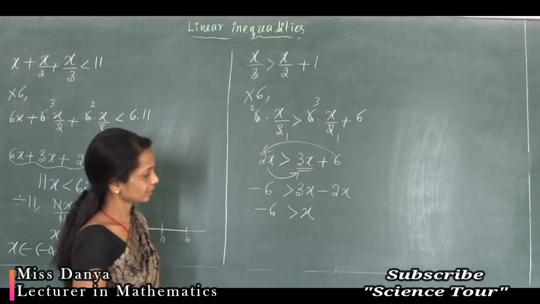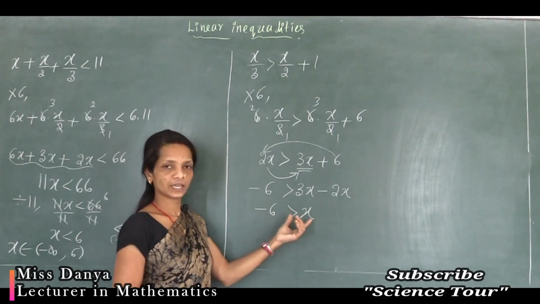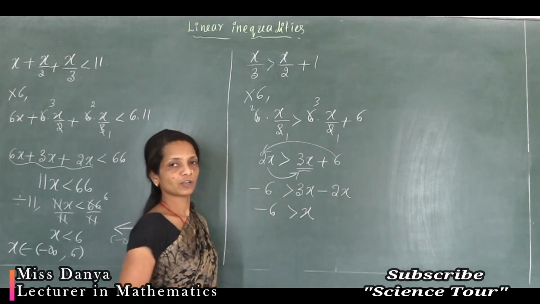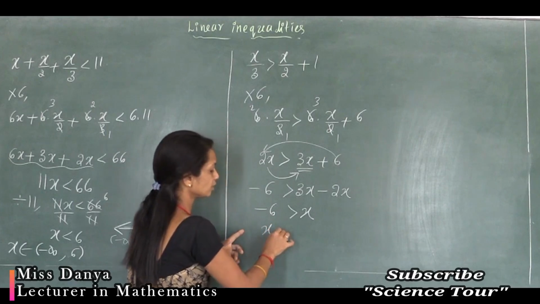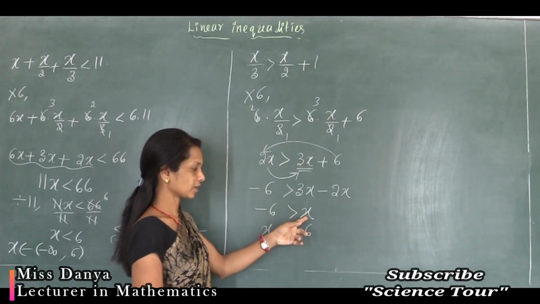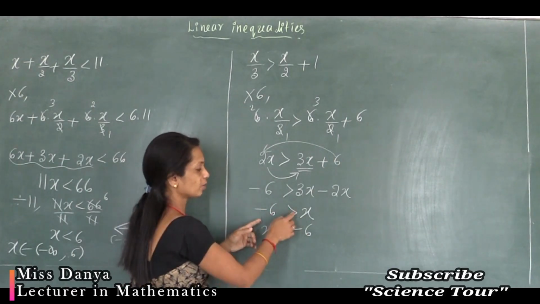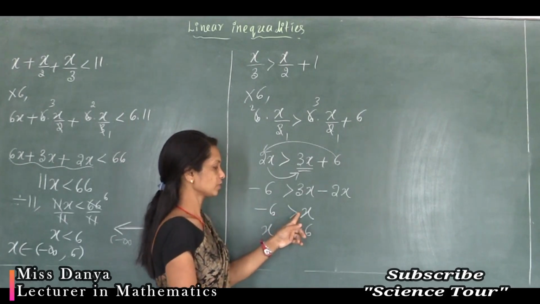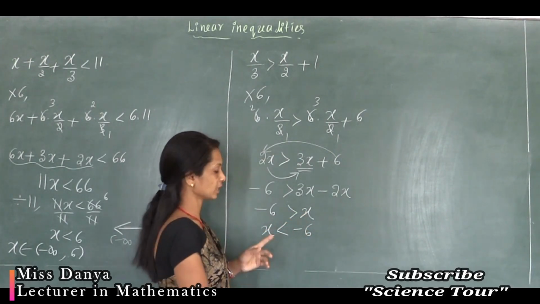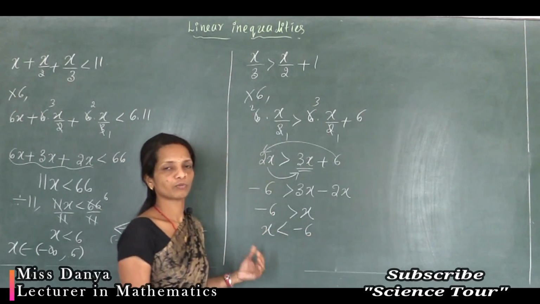Always while writing the solution you keep x on the left side, but here you can see x is on the right side. So you just write this inequality in another way. So then you have x on the left side, x and minus 6. X I wrote this side, and minus 6 I wrote that side. And the inequality symbol, you see the lesser side of the symbol is with the x. So here you have to use the less than symbol. Now x less than minus 6 means you have to see to the left side of minus 6.